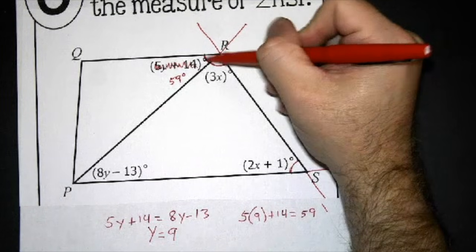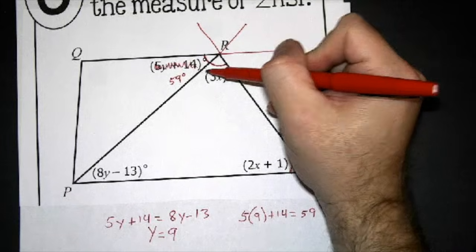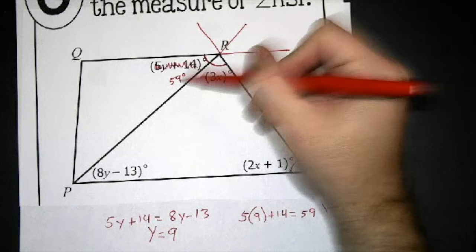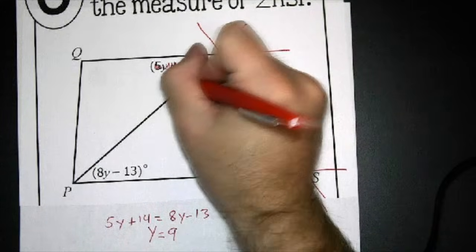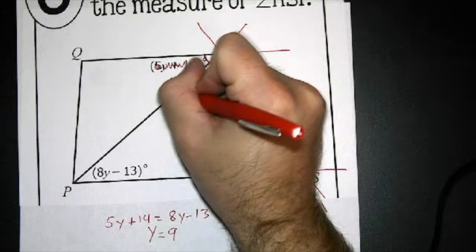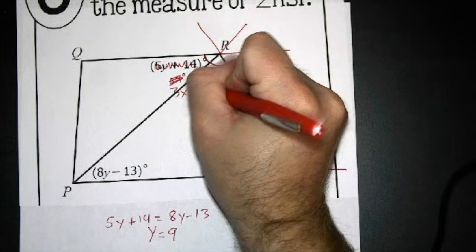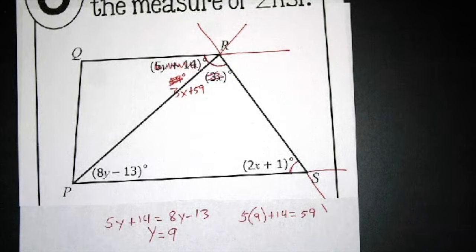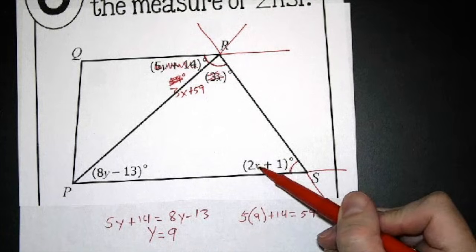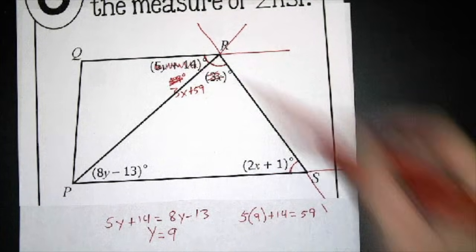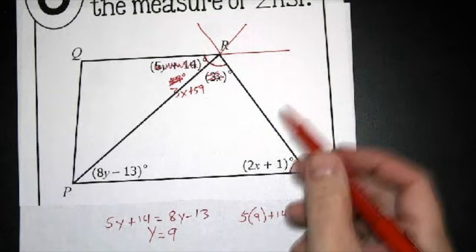So to get the measure of this whole angle right here, it's just going to be 3x plus 59. So I'm going to scratch both of these out and write 3x plus 59. Now I can use consecutive interior angles to solve for x, because I have to know what x is before I can solve for RSP.